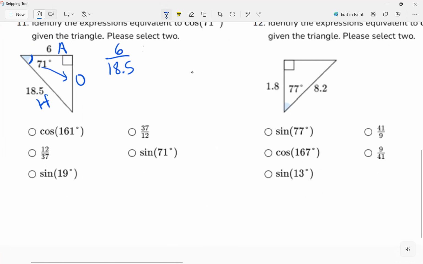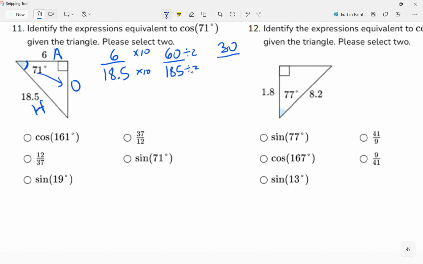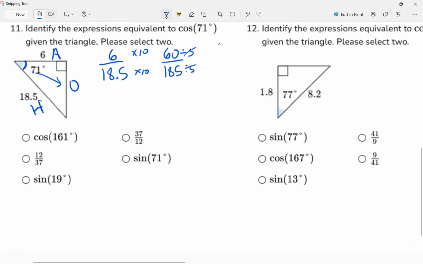No decimals. So let me multiply both sides by 10. So that gives me 60 over 185. Let me divide each by 2. I know 60 divided by 2 is 30. 185. Oh no, I'm not going to be able to divide that by 2. Right? Okay, so let's see. Let's not divide by 2. Let's actually divide by 5. Okay, 60 divided by 5, that's 12. 185 divided by 5, that's 37. Okay, 12 over 37, do I see that somewhere? Yep, I see that here.